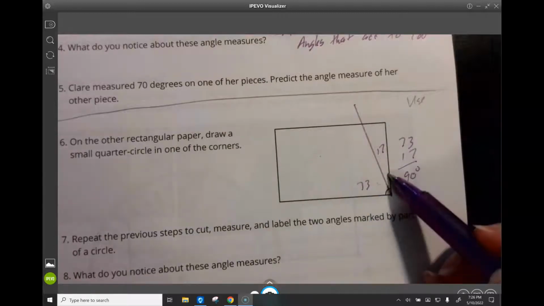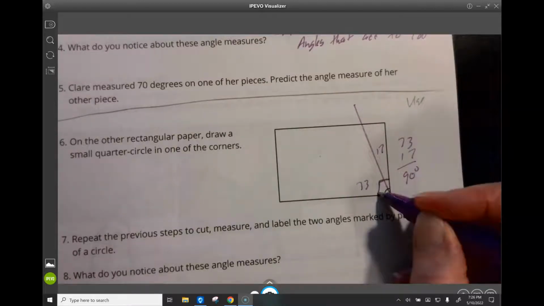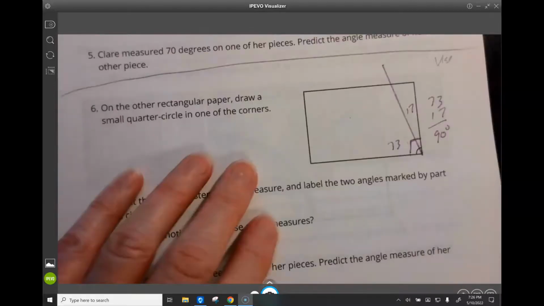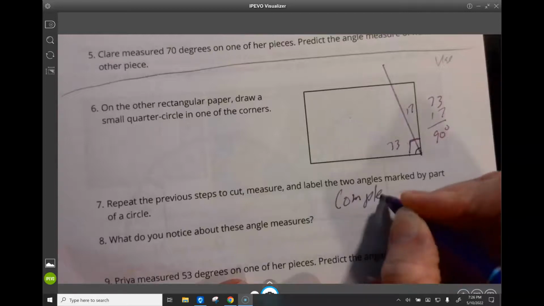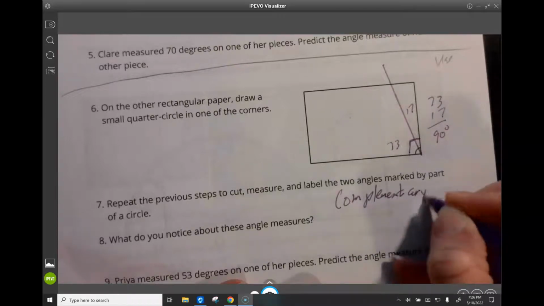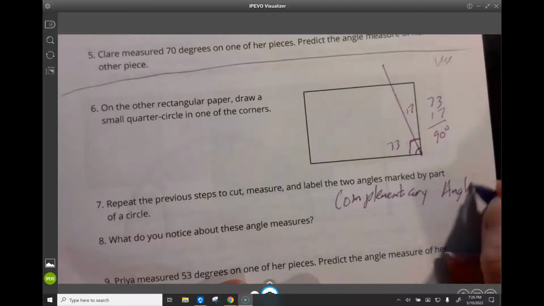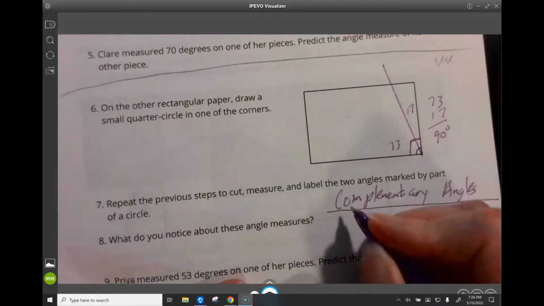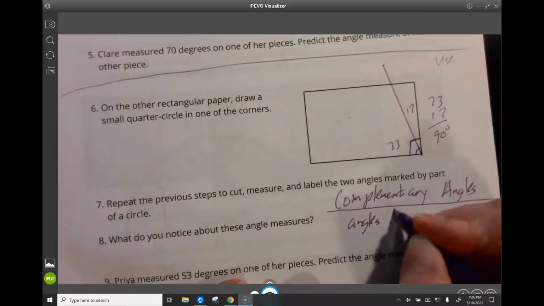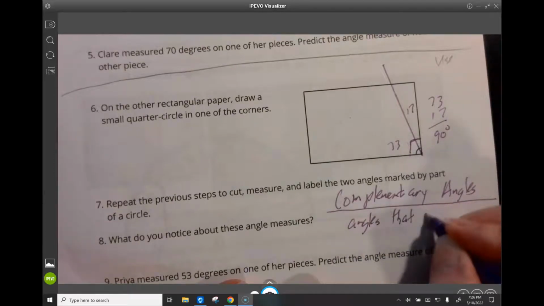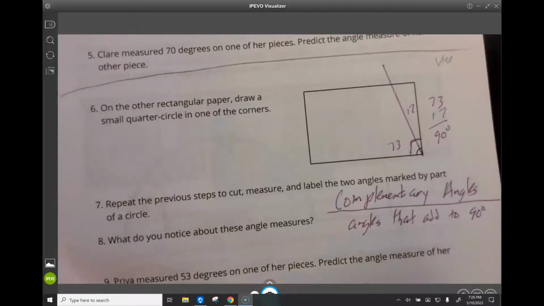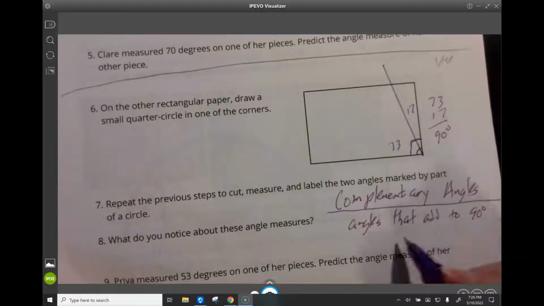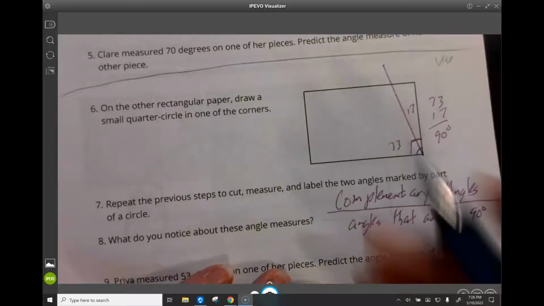Which kind of makes sense because we knew this whole thing right here, this is a 90-degree angle. So they have to add to 90. And guess what? They have a special name. Okay, complementary angles. Complementary angles are angles that add to 90 degrees. And the way that it's going to be a definition anyplace else is angles whose sum is 90 degrees. I'm just going to write that out so you'll see those words.